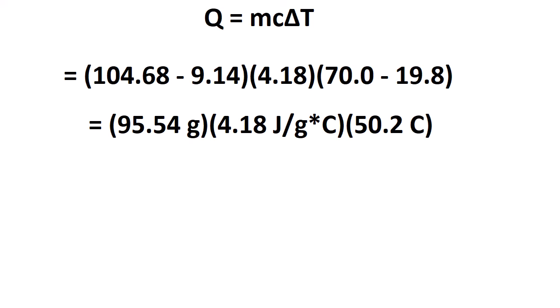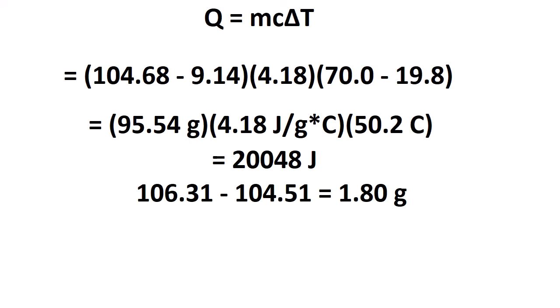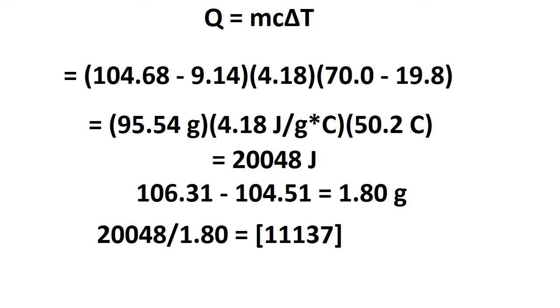For this example run, we multiply 95.54 grams of water, times 4.18 joules per gram Celsius, times 50.2 degrees Celsius. This gives you a measured heat value of roughly 20,048 joules. To find the fuel value, you divide your heat value by the amount of fuel consumed, the difference between the initial mass of the fuel burner and the final mass of the fuel burner. 106.31 grams minus 104.51 grams is 1.80 grams. We have our final value of roughly 11,137 joules per gram. When rounding down to the proper number of significant figures, this will finally amount to 11,100 joules per gram.